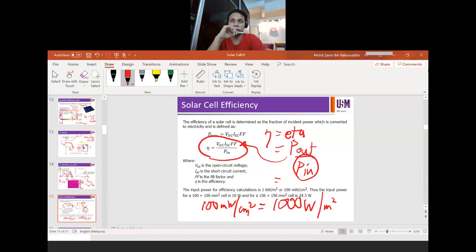So it depends on what sort of dimension you want to use, as long as your ISC and VOC are in the same dimension. If you use 100 milliwatt per cm squared in the equation, that means your VOC has to be in millivolt, your ISC has to be in milliamp per cm squared, right? So there you can get your conversion efficiency. It can be 10%, multiply by 100 to get your percentage, or 20% or 30%, and so on and so forth.